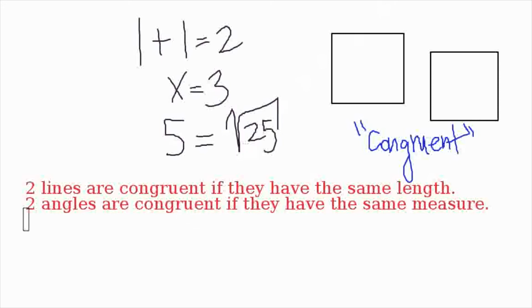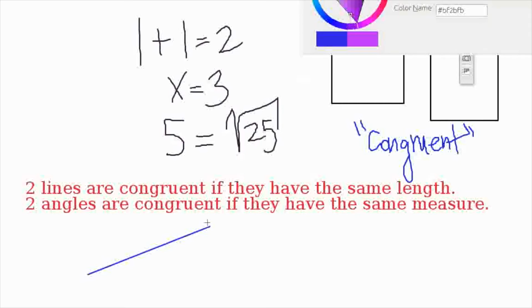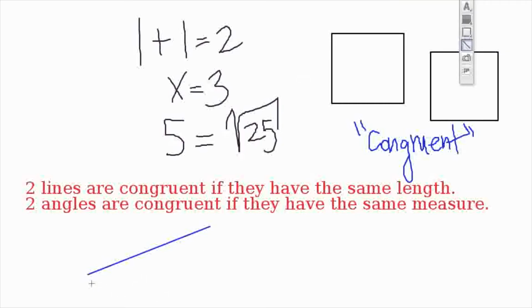Just to show you how things could be different and still be congruent, suppose I had a stick, a blue one that was a certain length, and suppose I had a purple one, and the purple one was the same length. Are those congruent? Yes, they are. The point I'm trying to make is that the color doesn't matter. Congruency doesn't say that absolutely everything has to be the same. Only the length has to be the same.